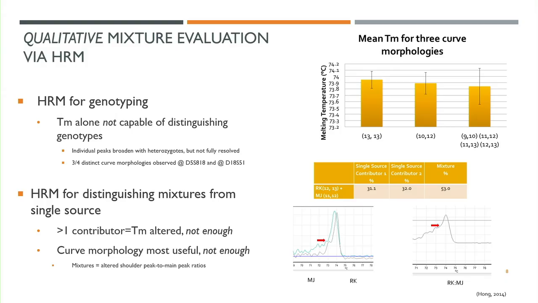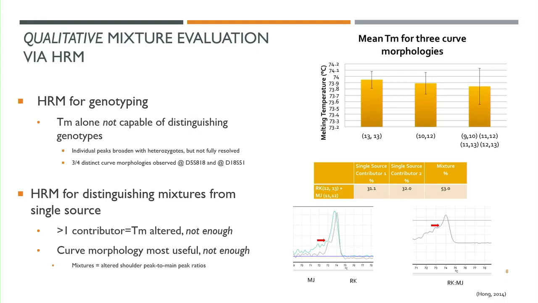And we did see shifts in melt temperature with different genotypes, but we also saw some closely related genotypes that grouped together and didn't have much of a shift. So when we looked at mixtures using this assay, we also noticed a temperature shift. When we combined two individual contributors of two different genotypes, we saw a shift, but we also saw a change in curve morphology, which was pretty interesting.